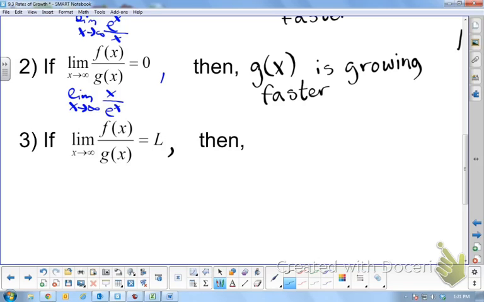Okay. So what's going to happen if we hit a number instead of infinity or 0? Then they're growing the same. You're growing at the same rate.